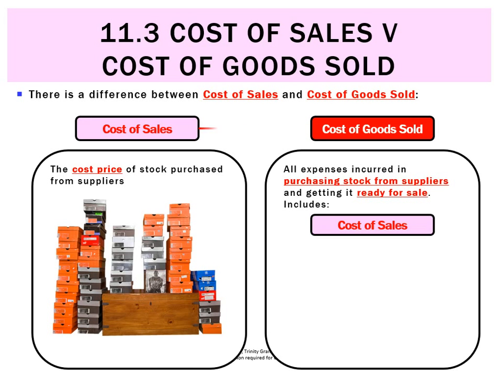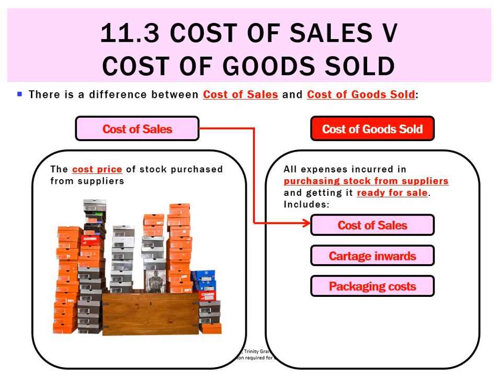That includes a few things. First of all, it does include cost of sales. Obviously, the cost price of stock purchased is an expense incurred in purchasing stock from suppliers and getting it ready for sale. It does include other things though, such as cartage inwards. What that means is delivery from the supplier to our business. Could be packaging costs. So we're not talking about us putting it in a bag at the register and giving that to a customer. That's not required to get stock ready for sale. What we're talking about is any packaging from the supplier to us. So that could be a pallet or cardboard box, that sort of thing.